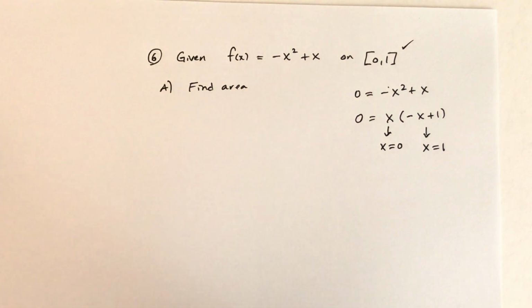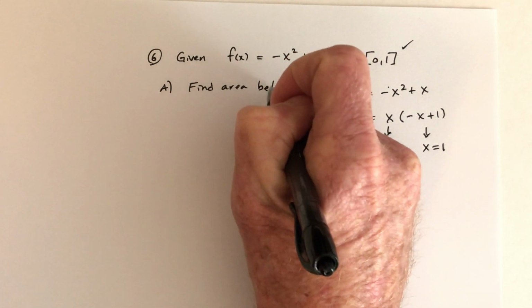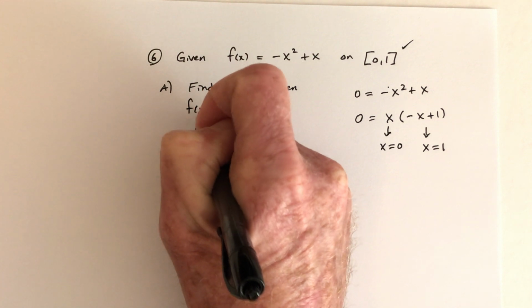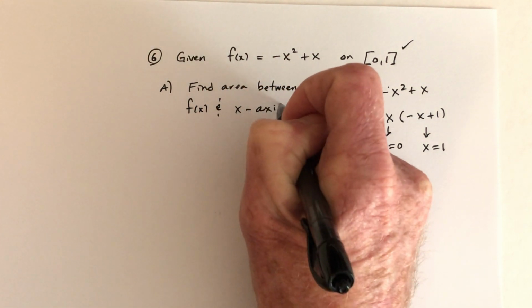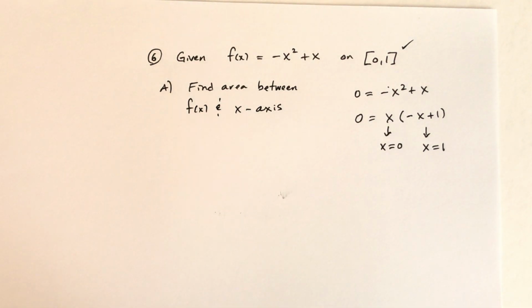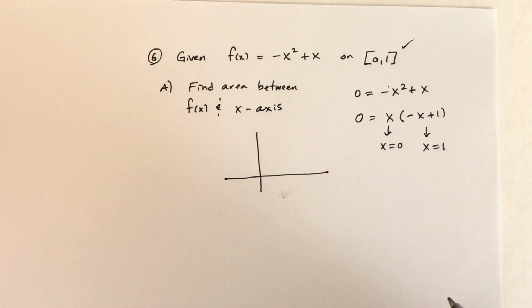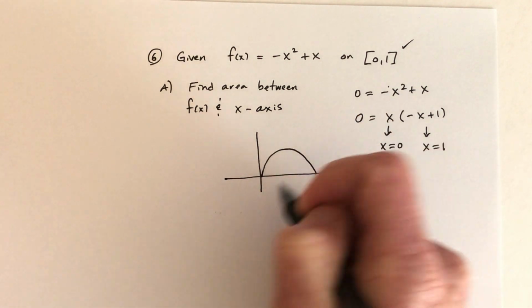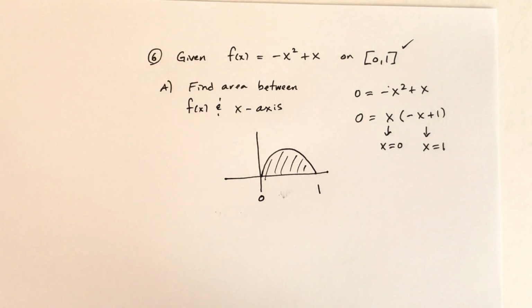So find the area. Oh, I forgot to write the rest of the sentence. Between f of x and the x-axis. So that's basically saying, all right, you've got this parabola that hits the x-axis at 0 and 1, and then find this area.